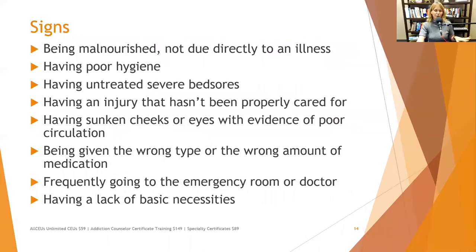So signs, going to go through these real quick because we went through them last week. Being malnourished, not directly due to an illness. If the elder has poor hygiene, untreated severe bed sores, an injury that hasn't been properly cared for. If they have sunken cheeks or eyes with evidence of poor circulation, that may give you an indication of dehydration. Being given the wrong type or wrong amount of medication, maybe because the meds are being stolen, or maybe because they want to dope up the elder so they don't have to deal with them. Frequently going to the emergency room or doctor, having a lack of basic necessities.